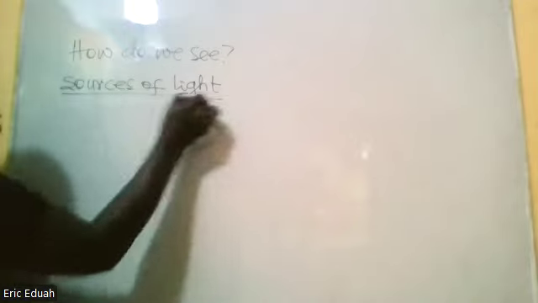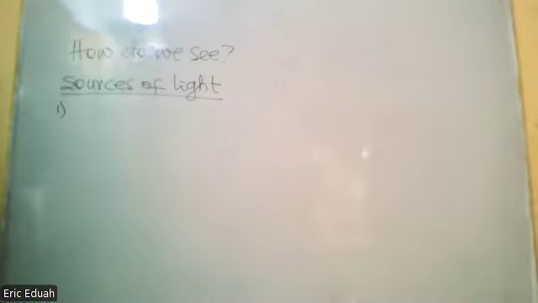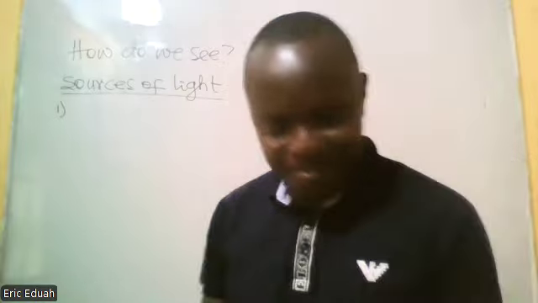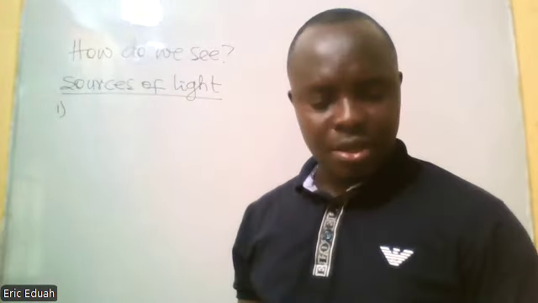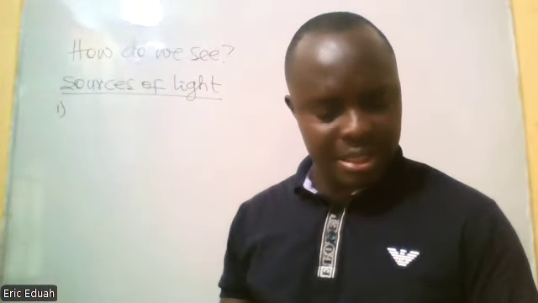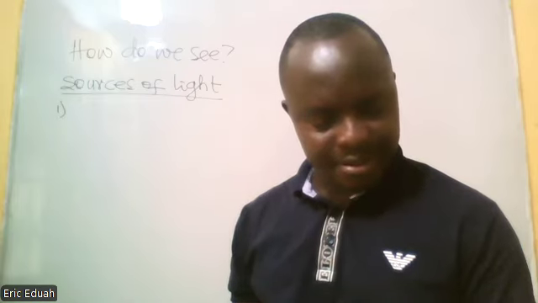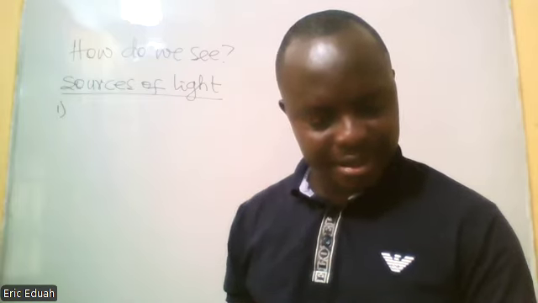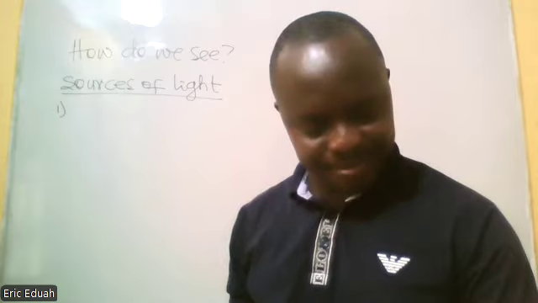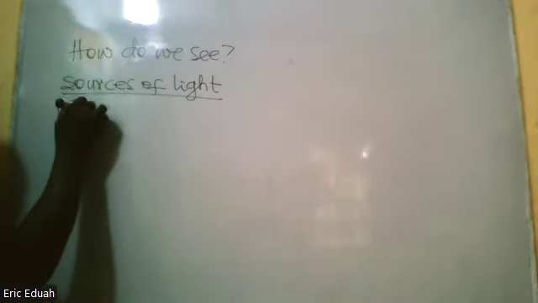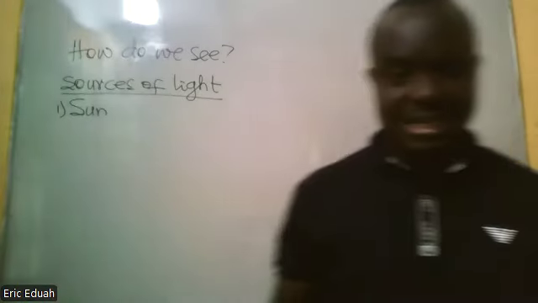Sources of light. Lenny, give me one of the sources of light. From which sources do we get light? The sun. Lenny, I'm listening. Say please, the sun. The sun is one, so we could get light from the sun too. More sources.